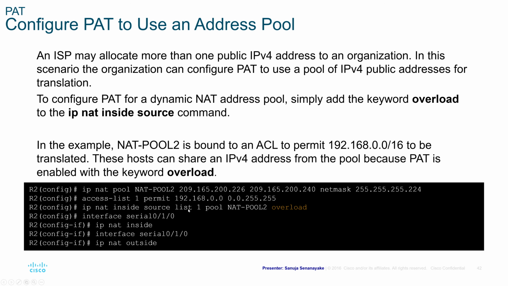So right here we have the ip nat inside source list 1 pool, and NAT-POOL2 is now associated with that access list 1, but now we have the overload command entered right here. As a result of that, these hosts now can share IPv4 addresses from the pool, with PAT enabled via that keyword. So that's what's happening right here.